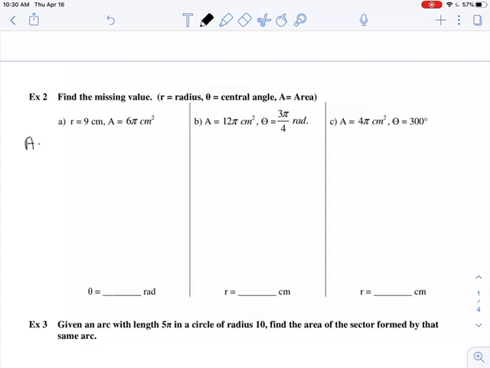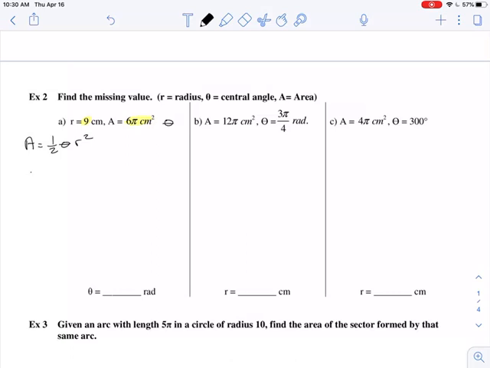So we're doing area equals half theta times radius squared. The only difference is now we're looking for a different piece. In this one, I have the area and I have the radius, but what I'm looking for is that theta. That's my unknown, or that's my variable. So we're just going to plug in information and solve using basic algebra, right?